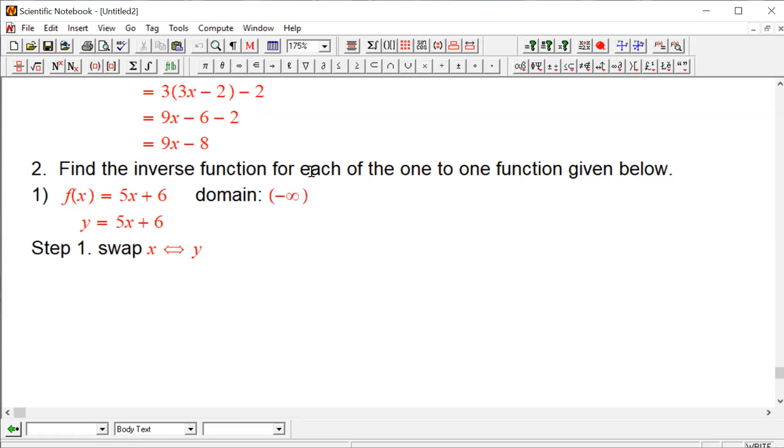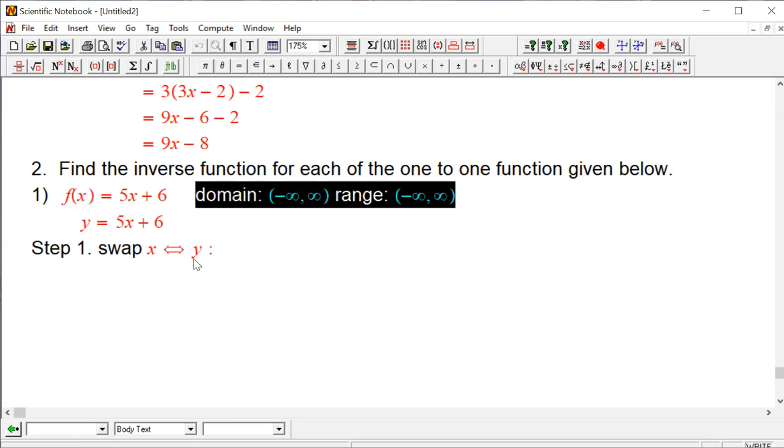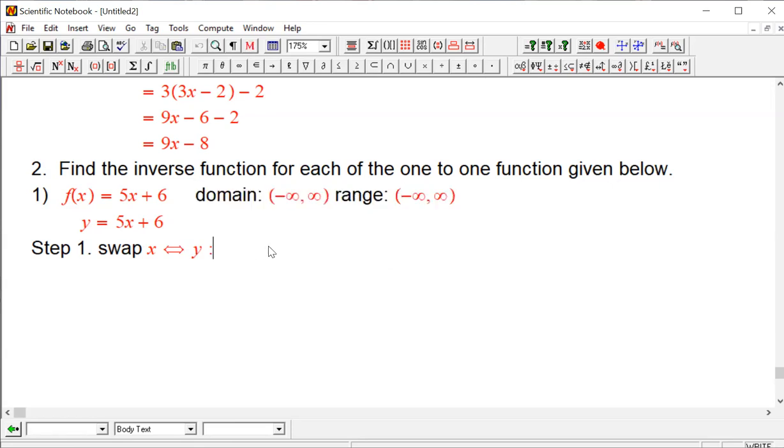And the range is all real numbers, negative infinity to positive infinity. When we swap, the implication is that domain and range are also swapped, but this doesn't make any difference here. So x equals 5y plus 6.